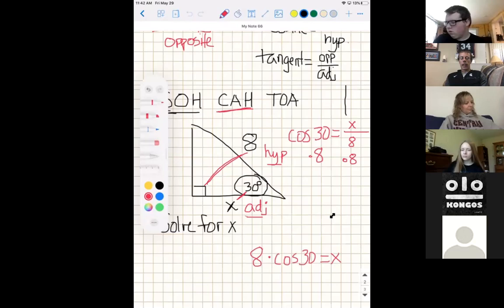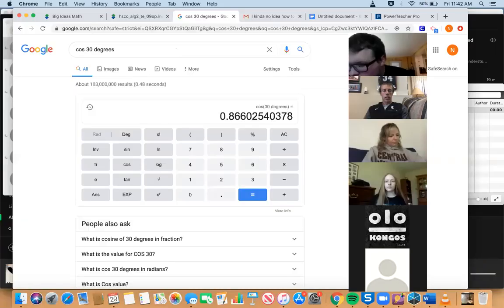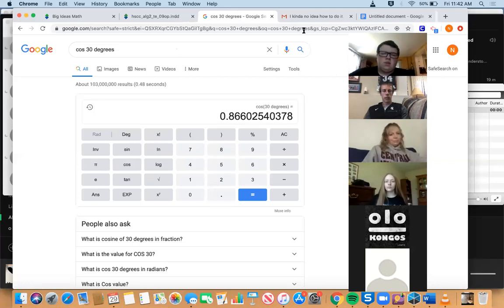One of the things we didn't get to talk about on Wednesday was, I'm going to stop sharing my screen for a second, that you can actually solve this. If I share my screen, are you guys seeing my calculator right here? You see the Google calculator?